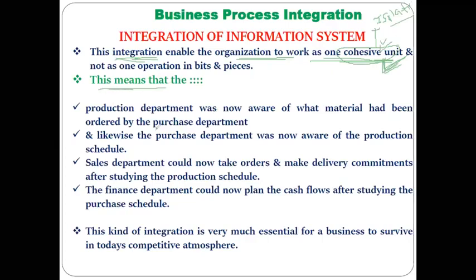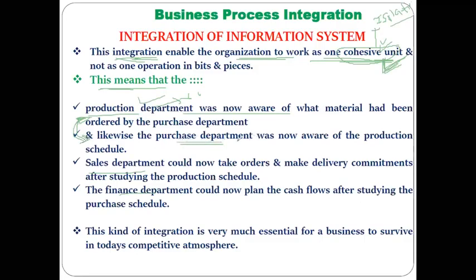Suppose consider in the company there are four departments: production, purchase, sales, and the finance department. Now production department, you can see, there is a direct relationship between the production department and the purchase department. Production department is doing the activity of manufacturing something. So they are going to require what? Some raw materials. Understood?